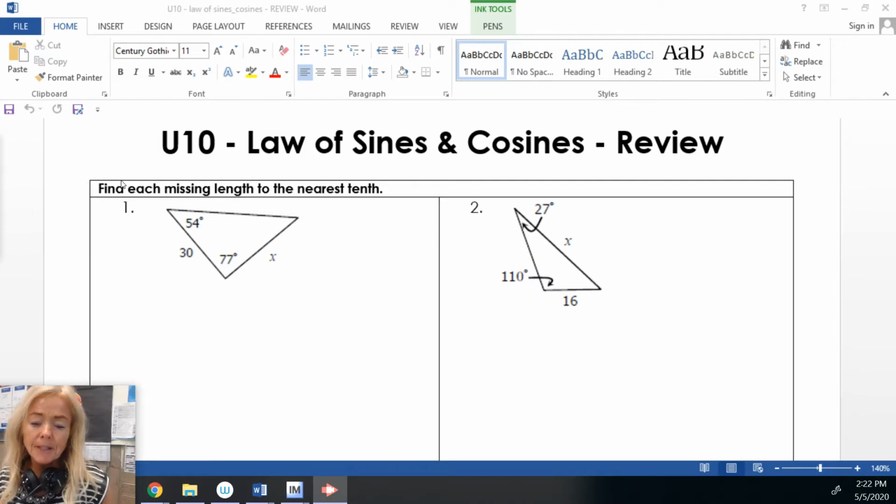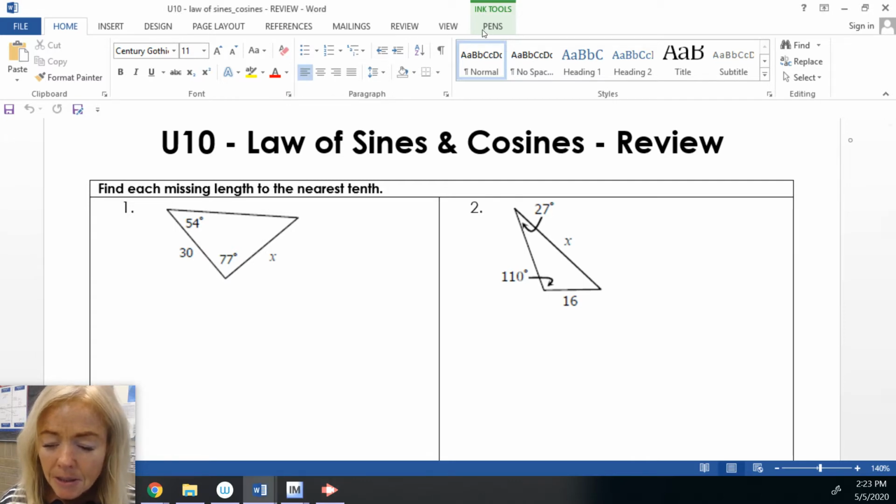First part says find each missing length to the nearest tenth. So first thing you have to determine when you're finding lengths is, do I use the law of sines or the law of cosines? And it doesn't say which of the two, so you have to figure it out. I always check and see, well, I have two of the three angles. And of course, you want to check to see if you can use law of sines first. Law of sines is much easier than law of cosines, so it's a preferable method if you can find a ratio of one opposite side to one angle, that you have both the side measure and the opposite angle. And in this case, we have two of the three angles, and so we're in good shape for law of sines.